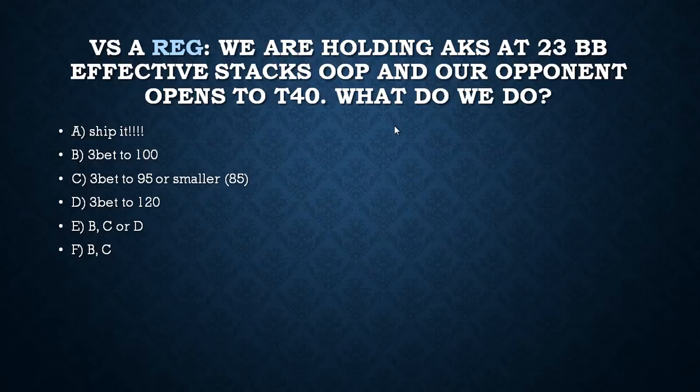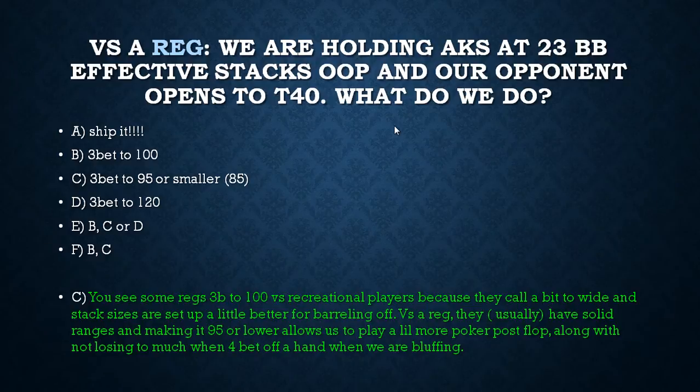Alright, let's figure out what this answer is going to be. The answer is going to be C. Now, you do see some regs 3-betting to 100 versus recreational players. And that's because they call a bit too wide, and stack sizes are set up a little bit better for barreling off. So what we're doing by 3-betting to 100 is that when a reg is 3-betting somebody out of position, they have a very balanced range. They have both value and air. So when we are 3-betting to 100 with value hands, we're basically building the pot in a situation where we have the best holding, which is something that we always want to do against a certain kind of player that is going to be calling a little bit too wide in 3-bet pots that are not all in.